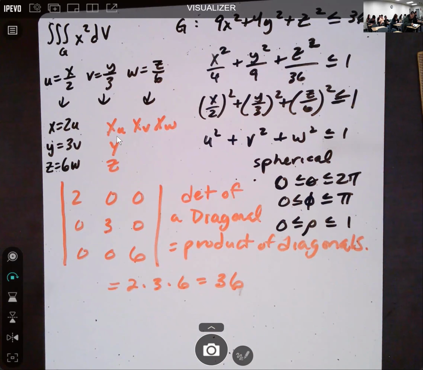This one just works out well. Product of diagonals.